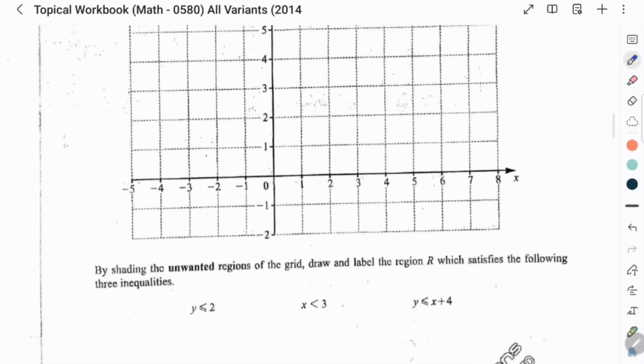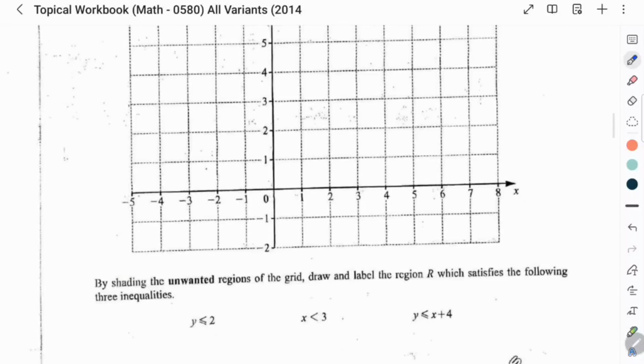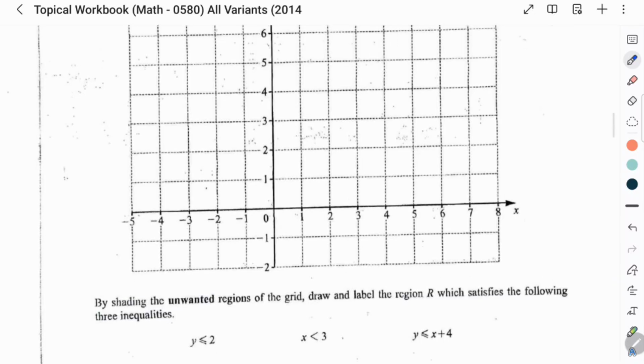We need to draw and shade the unwanted region for the inequality y is less than or equal to 2. A vertical line at 2. So just make it a vertical line at 2. Y is less than 2. Sorry, a horizontal line. So y is equal to 2.